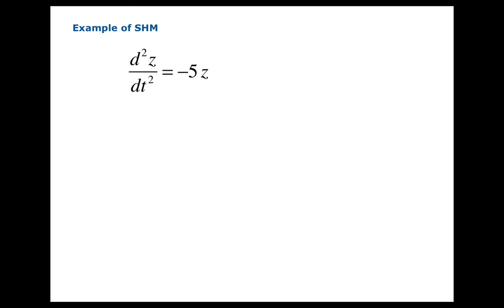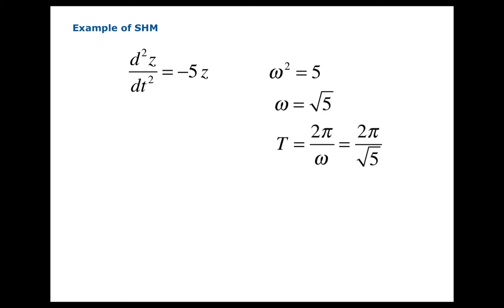So we're going to end with a simple example of simple harmonic motion, and we'll see some more examples in a later video. So let's suppose that somehow you've determined that for particular motion d squared z by dt squared is equal to negative 5z. Well then, based on the equation we have, we know that omega squared is equal to 5. That means omega is the square root of 5, and period is 2 pi over omega, so that's 2 pi over the square root of 5.